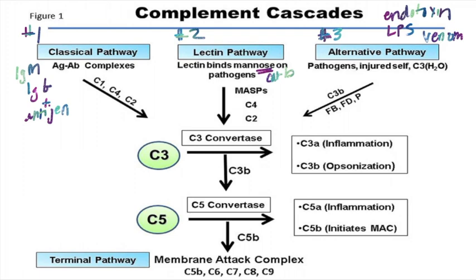Regardless of which pathway gets activated, 1, 2, or 3, we all converge at C3. Okay, so that's high yield. The classical pathway has a couple steps in here, but ultimately we get to C3. Lectin pathway, a couple steps in here, we get to C3. Alternative pathway, a couple steps in here, but we get to C3. You do not need to know these steps, okay? Just know we have 3 different pathways. They all converge on C3.